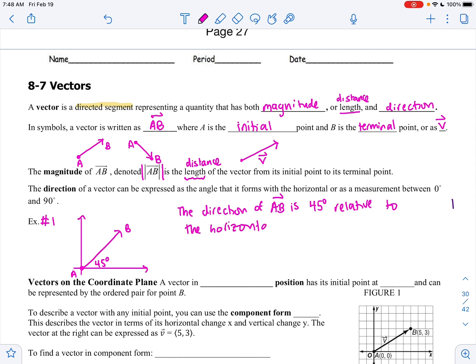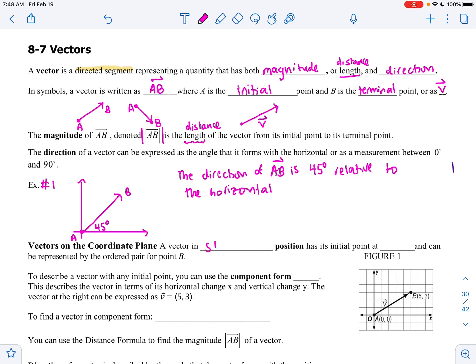And the way that I have this vector positioned nicely with the initial point on the origin, we would describe this as a vector that is in standard position. And what makes a vector in standard position nice is that the initial point is on the origin, and it helps us to find things like magnitude very easily.